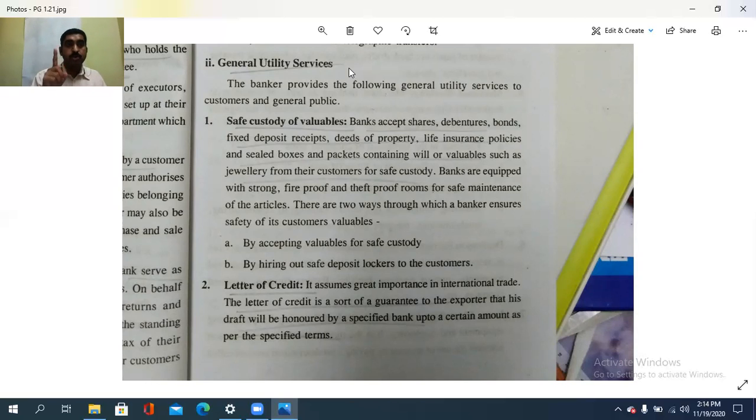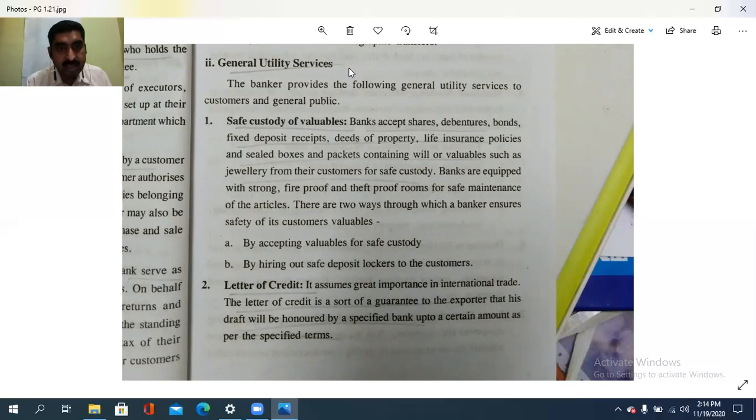So that is the general utility services. Number one, safe custody of valuables. Banks accept the shares, debentures, the bonds, fixed deposit receipts, deeds of the property, life insurance policy, and the sealed boxes and the packets containing the will. Okay, the will, the testament before a person's death, or the valuables such as jewelry from their customers for safe custody.